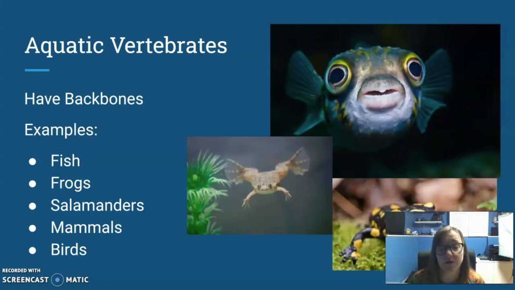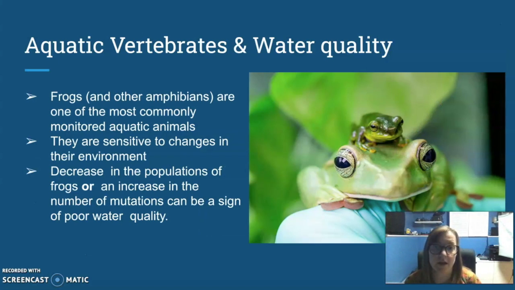So then we have our aquatic vertebrates. These have backbones. They're the ones that you think of when you think of who lives in the water. So there are fish, frogs, salamanders, mammals, and birds. Now, the best ones to use for water quality would be our frogs and our other amphibians. They are used for water quality because they are the most sensitive to changes in their environment.